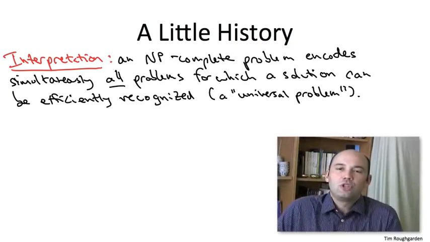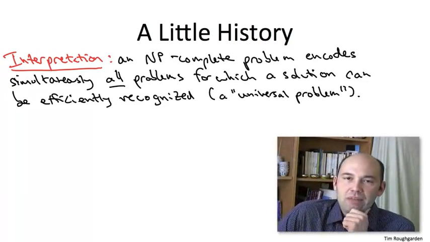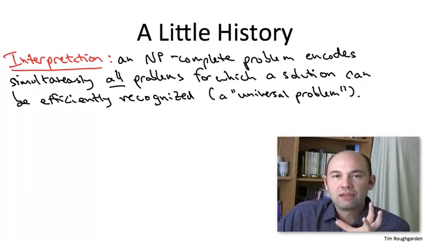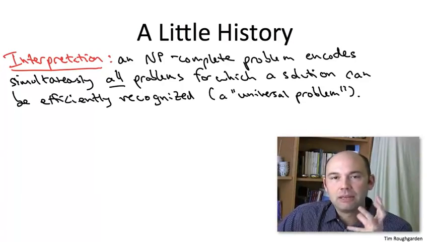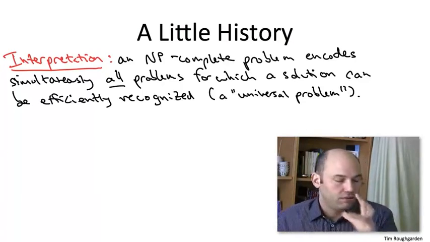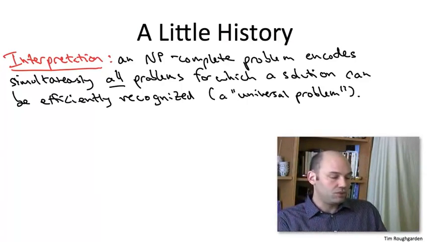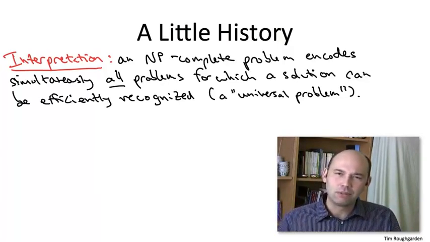But the second thing you should demand from somebody who offers you a mathematical definition is examples. Do things that I care about actually meet this definition? And in NP-completeness, I haven't shown you anything. And indeed, when you look at this interpretation, a single problem that simultaneously is encoding all problems with efficiently recognizable solutions, you might well wonder, could such objects ever exist?